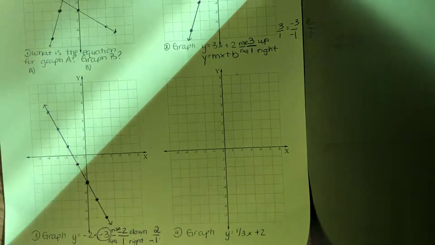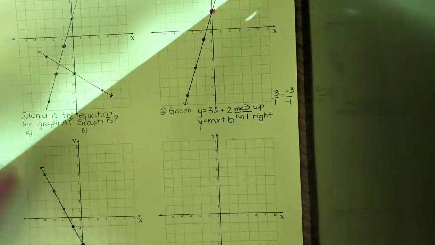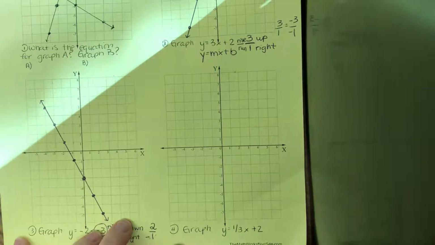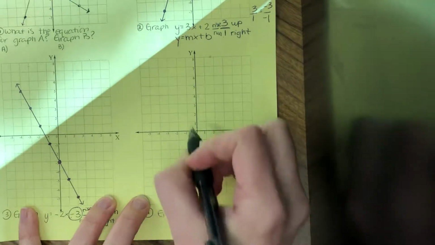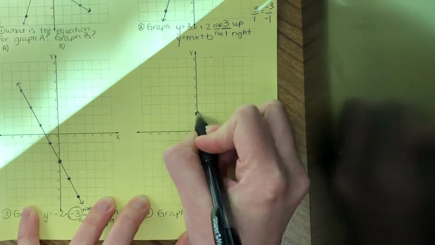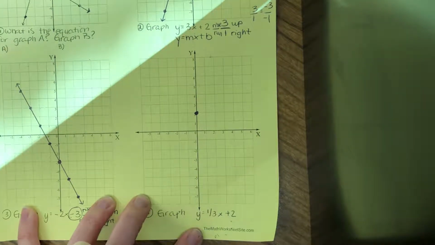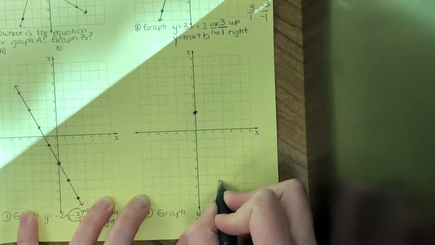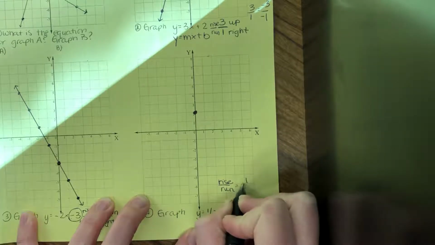Okay, let's look at this one. So it says graph y equals 1/3 x plus 2. So my y-intercept is a positive 2. So I'm going to draw a coordinate there. I have to start with the y-intercept. I can't start with the slope because where do you start it? And my slope, my rise over my run, is 1/3.